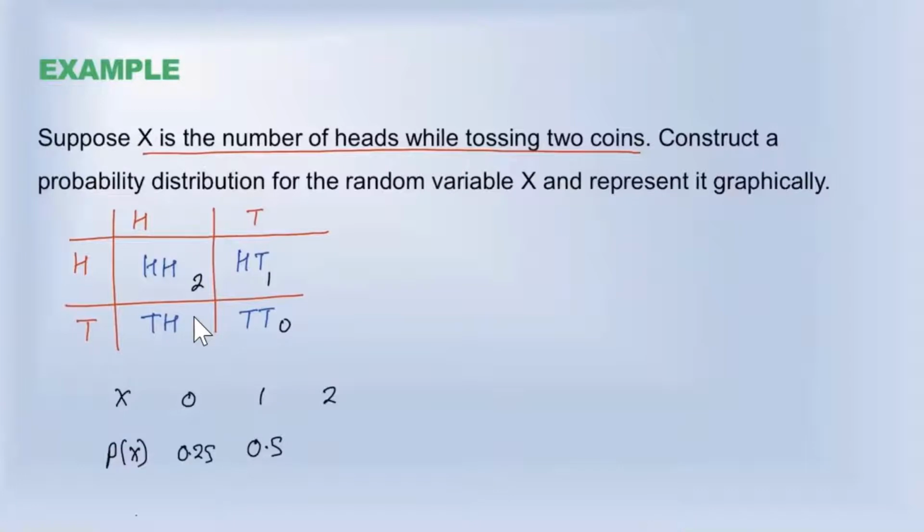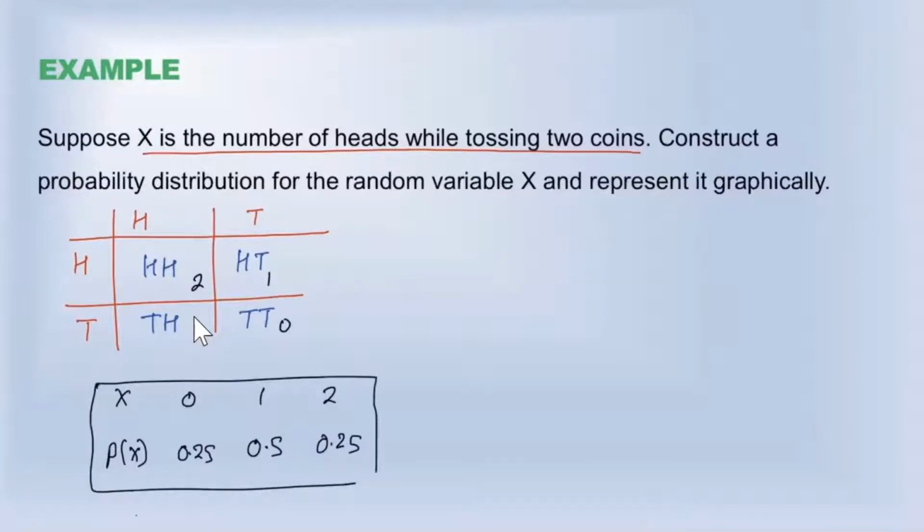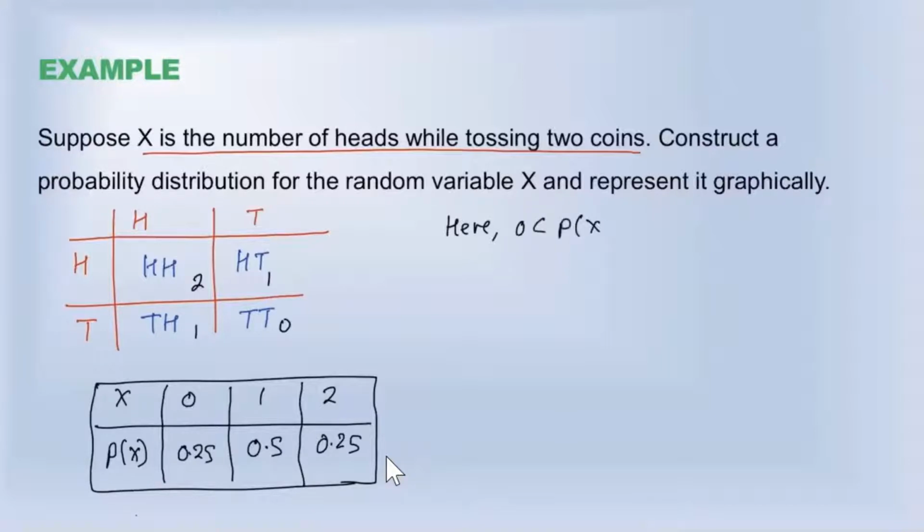So 1 over 4 or 0.25. So this is our probability distribution. This is the probability distribution for the number of heads while tossing 2 coins. You can check whether it meets the condition or not. If you look at this, you can see that all probabilities are between 0 and 1. So the first condition is true. All probabilities, all P of X, they are between 0 and 1.